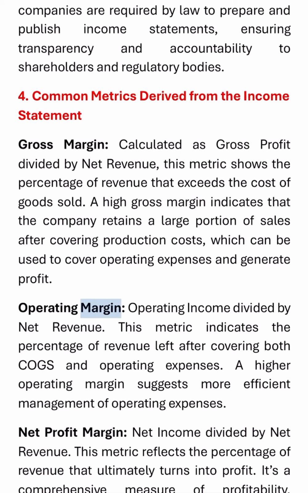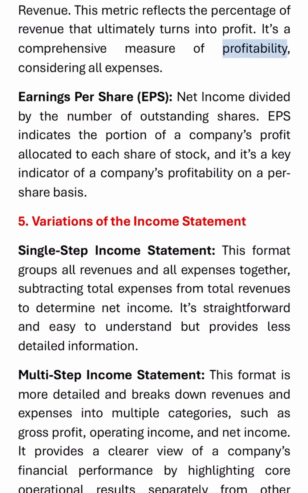Operating margin, operating income divided by net revenue. This metric indicates the percentage of revenue left after covering both COGS and operating expenses. A higher operating margin suggests more efficient management of operating expenses. Net profit margin, net income divided by net revenue. This metric reflects the percentage of revenue that ultimately turns into profit. It's a comprehensive measure of profitability, considering all expenses.